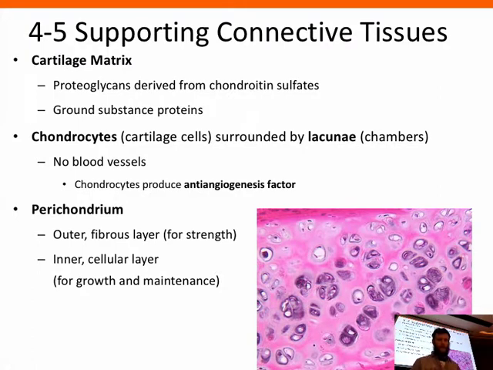Okay, what do I want to talk about here? Well, this is kind of the same thing. Chondrocytes specifically produce anti-angiogenesis factors. They produce proteins that inhibit blood vessels from growing into them. All right?